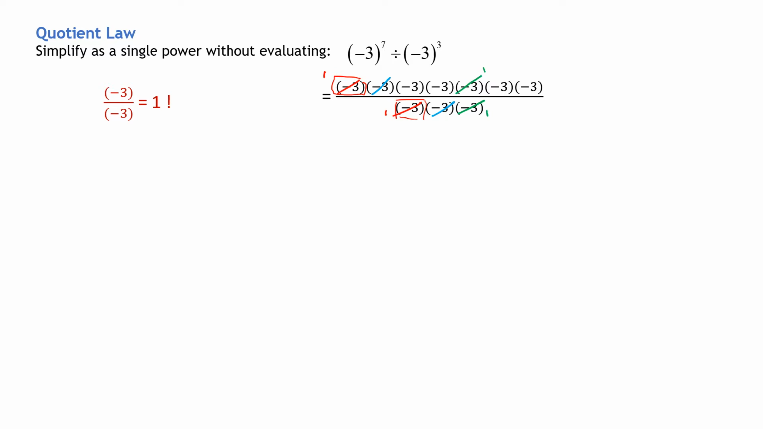So what have I got left here? I've got all these -3s left on the top, but I've got none left on the bottom. So my answer is these 4 -3s, and a more compact way to write that, of course, is -3 to the power of 4.